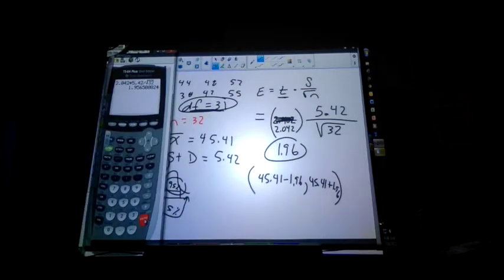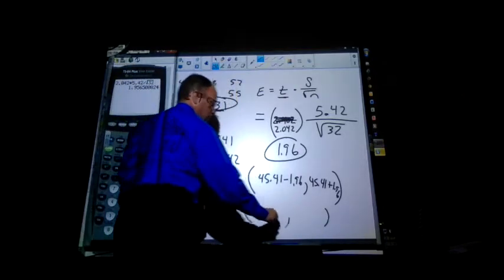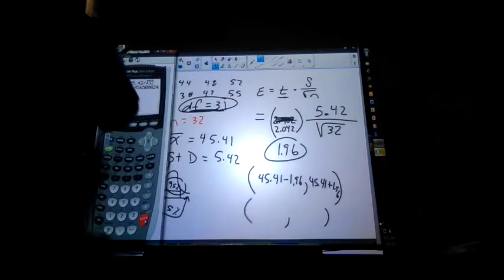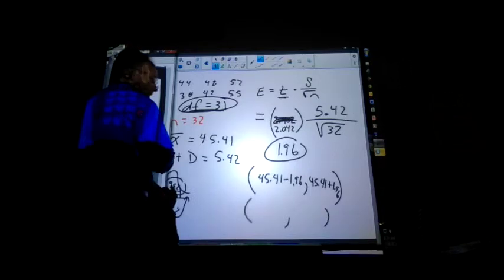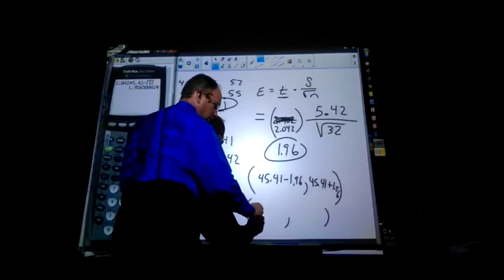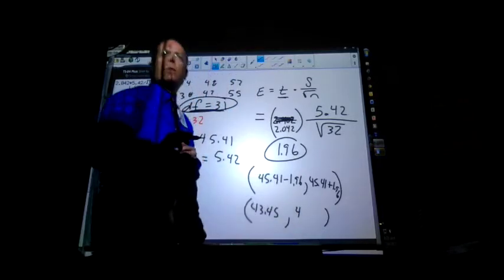Somebody do that real quick for me. 43 point something. Anybody with a calculator? So 45.41 minus 1.96 is 43.45. And then 47.37. 47 point what? 37.